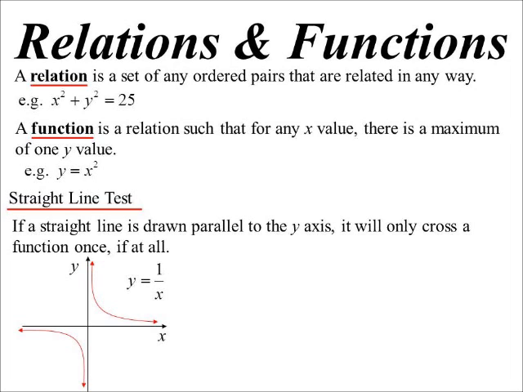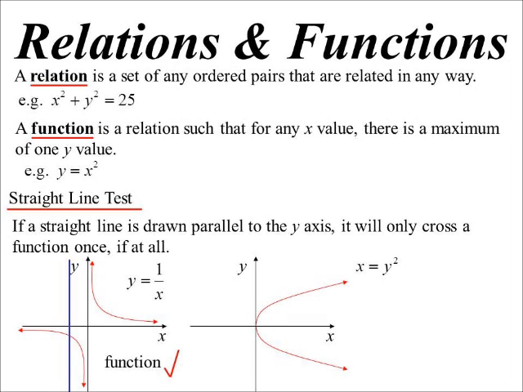So here it is, there's the hyperbola, doesn't matter where I put it. Oh look, only cuts it once. So yes, that is a function, as opposed to a parabola on its side, x equals y squared. I can draw a vertical line in, but it cuts it twice at that particular point, so no good. That would just be a relation, not a function.